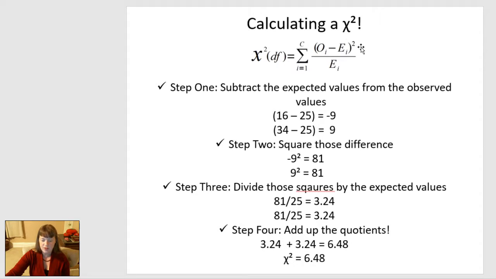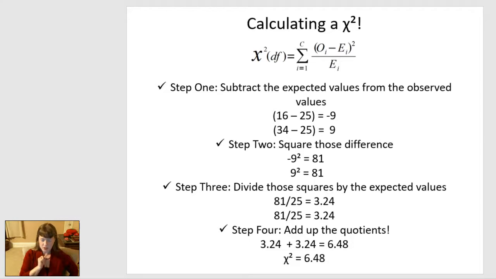I'm now going to square those values. -9 squared is 81. 9 squared is 81, right? Now I'm going to divide these squares by 25 because I divide by the expected values. 81 divided by 25 is 3.24. 81 divided by 25 is 3.24. Add up those quotients. 3.24 plus 3.24 is 6.48. So my chi-square test statistic is 6.48. So now what are we going to do with that? We need to compare it to a critical value.